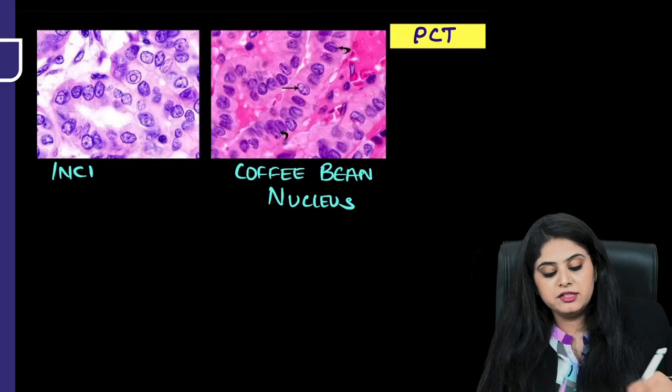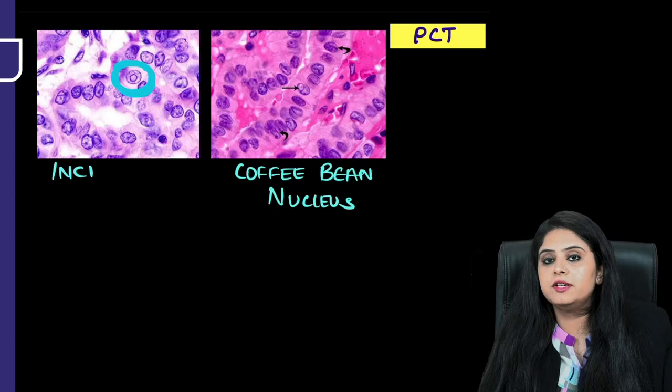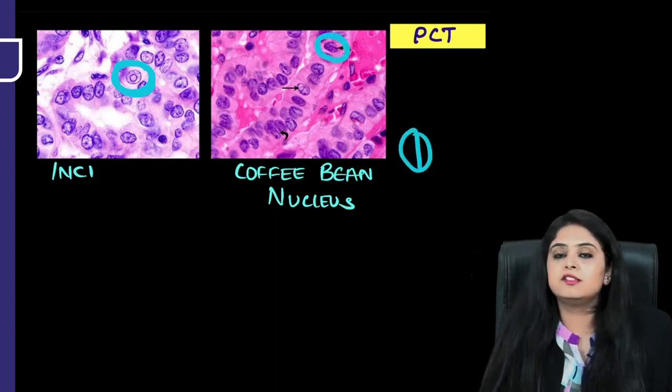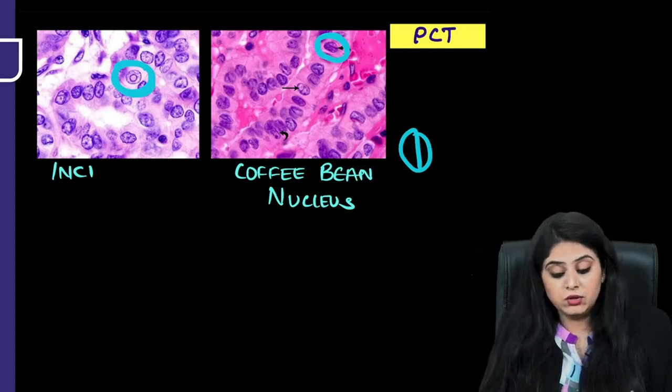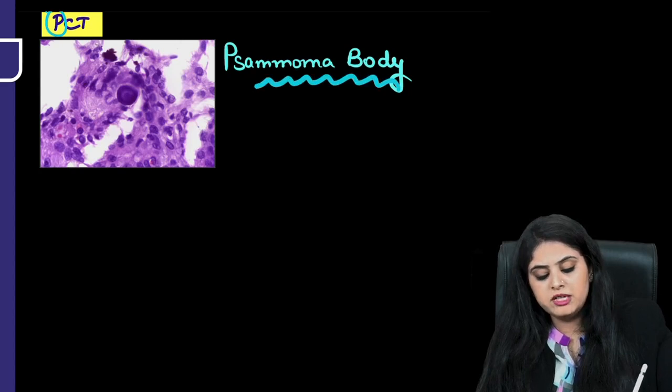What next? We are going to see inclusions, guys. We are going to see intranuclear inclusions that you can see over here. We are also going to see coffee bean appearance. You can see the nucleus is becoming like a coffee bean. And also, of course, any papillary tumor will always show me psammoma bodies.